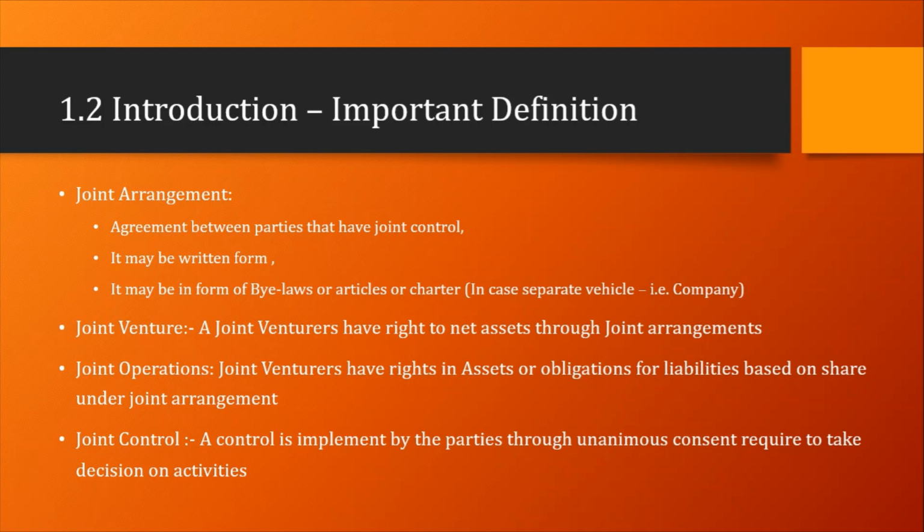If A and B, 30 plus 30, take the decision and implement the strategy, yes, they have joint control. So we can say all parties together have joint control, but no single party has joint control because none of the shares is more than 50%. Okay, so these are the joint control definitions.